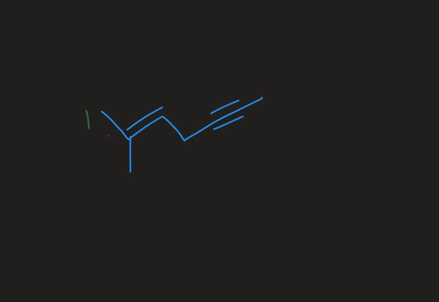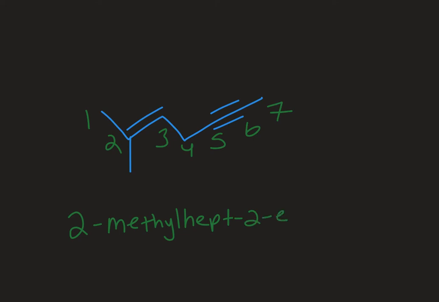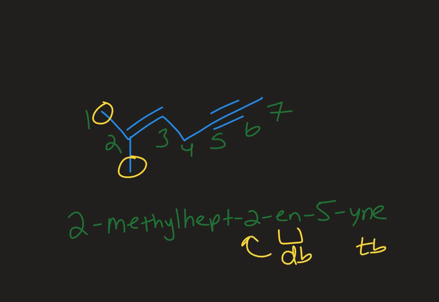So we would say 1, 2, 3, 4, 5, 6, and 7. So this is hept. We have a substituent here, so this would be a 2-methyl. And then I could just say hept-2-en-5-yne. And in this case, I don't have to do stereochemistry for the double bond because it has 2 identical groups coming off one side. So there is no stereochemistry associated with that. Again, I have my double bond indicated by en, and here's its locant, and I have my triple bond indicated by yne, and there's its locant.